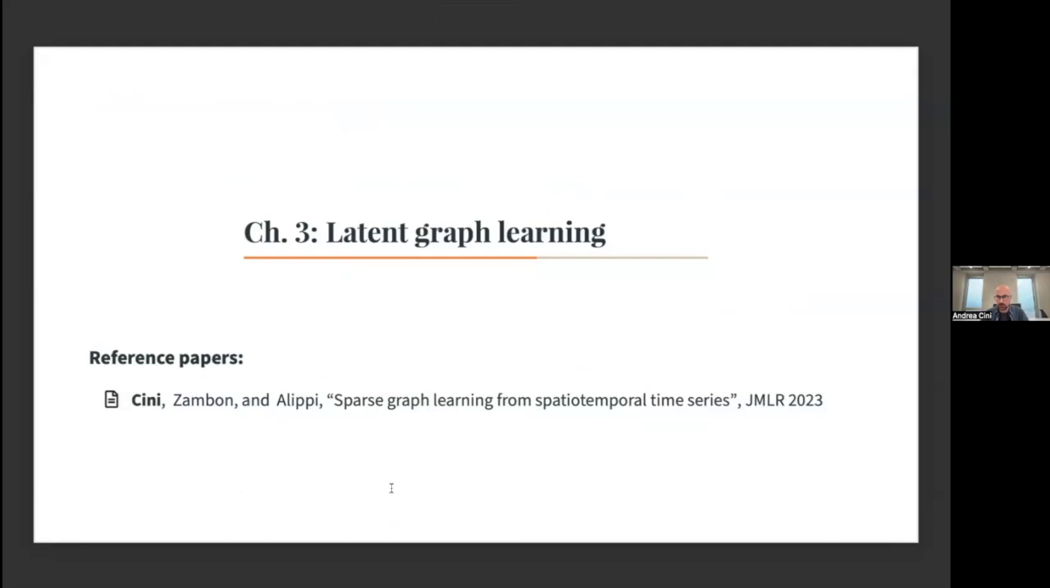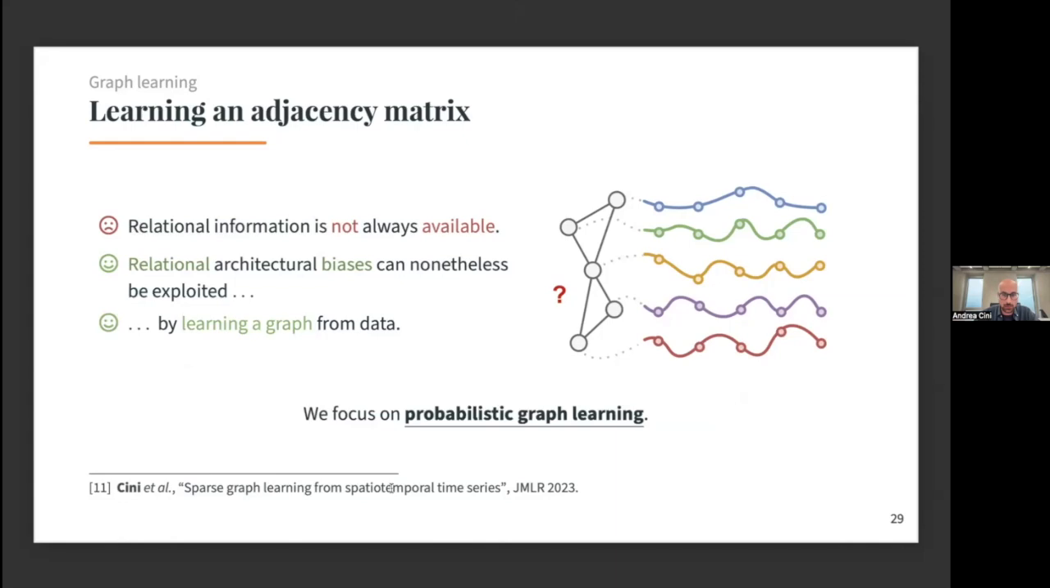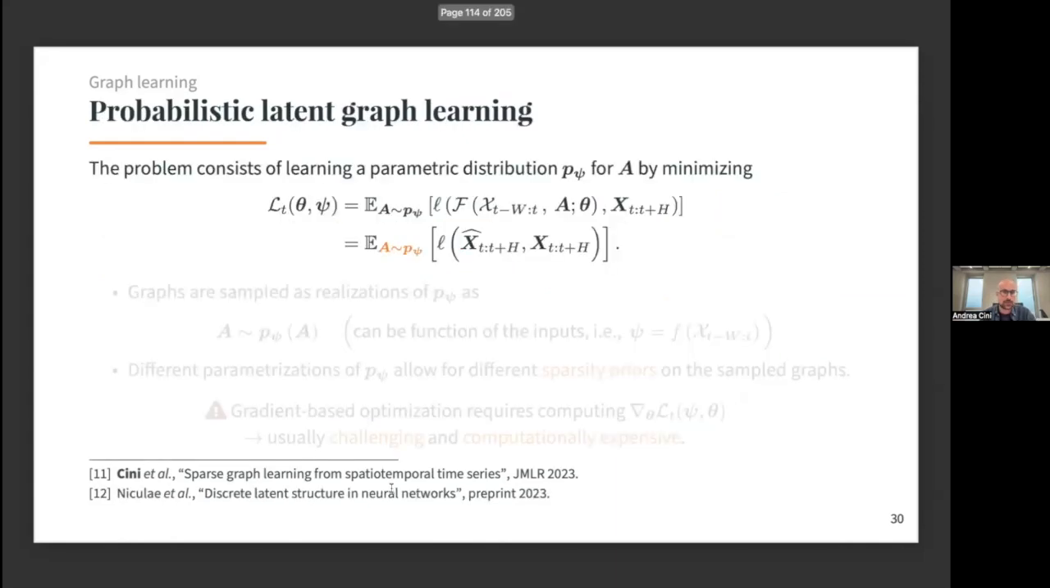We can then talk about latent graph learning. So here the problem is that, as you might have noticed, this relational prior information is not always available, but we would still want to use this kind of relational processing when processing our time series. And we can do that if we learn the graph directly from data. In particular, we focused on a probabilistic approach to the problem, where the idea is that instead of learning the graph directly, we learn a distribution over graphs so that the graphs sampled from this distribution minimize your forecasting loss, your forecasting error.